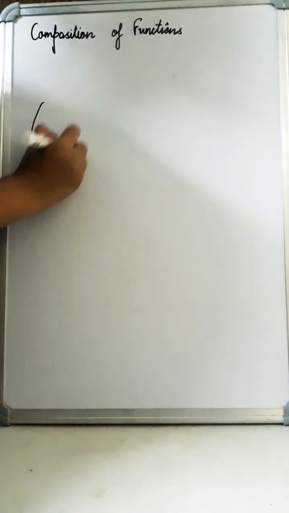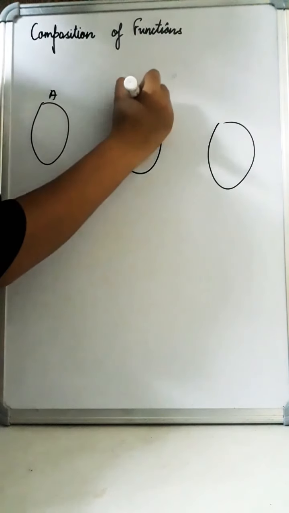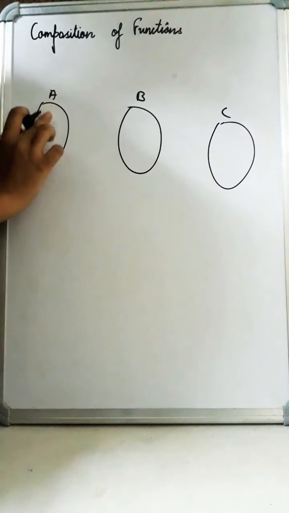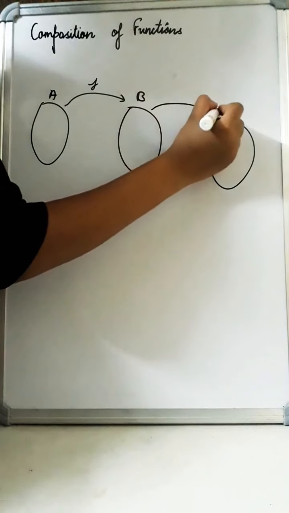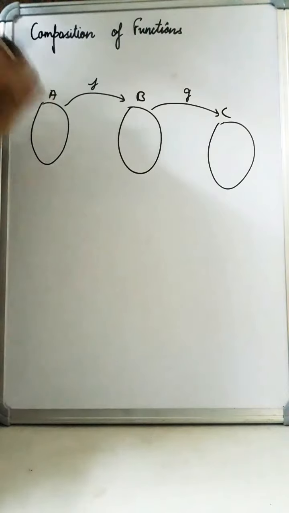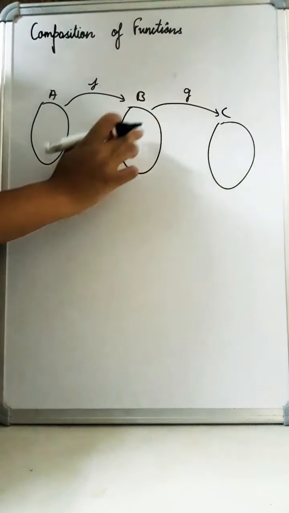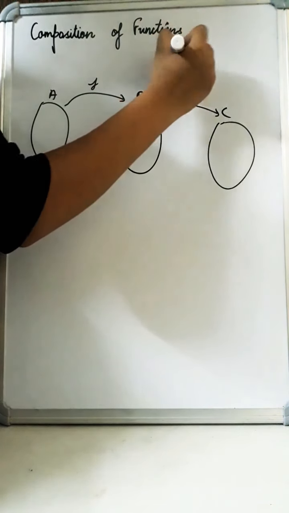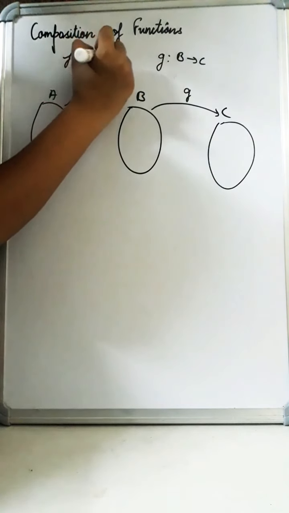Suppose we have three sets A, B and C. Okay, and suppose there are two mappings. One is from A to B and the function is denoted by f. Another one is from B to C and the function is denoted by g. These are two different functions, suppose. So for function f, your domain is A and codomain is B. For function g, your domain is B and codomain is C, right? So g is mapped from B to C, and f is mapped from A to B, right?